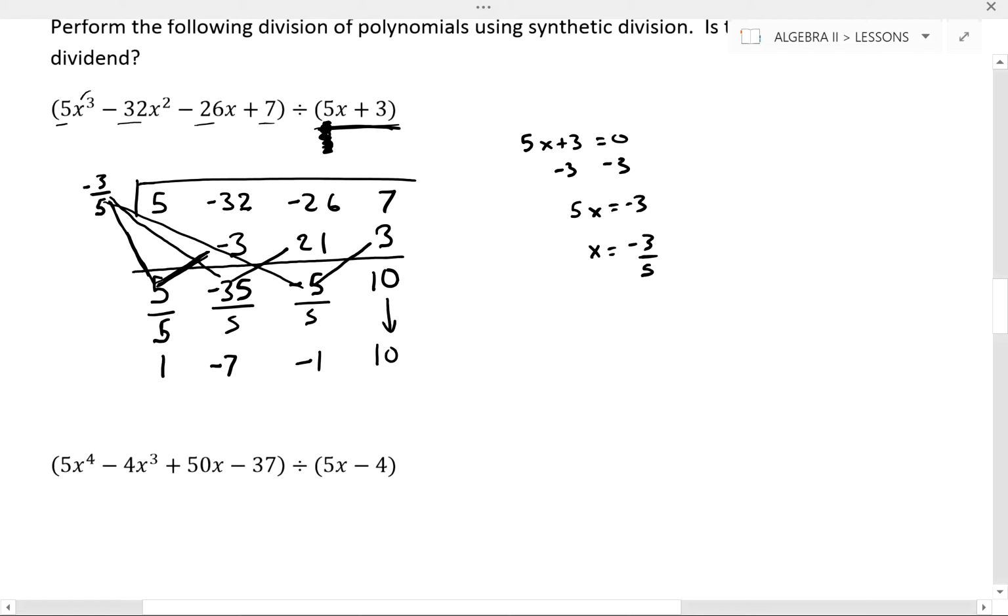Our dividend started with an x to the third. We're dividing out a linear term, which is just an x term. So that means our solution is going to start 1 degree less than our dividend. So our dividend started with an x to the third, our solution here is going to start with an x squared. These numbers right down here are the coefficients in front of there.